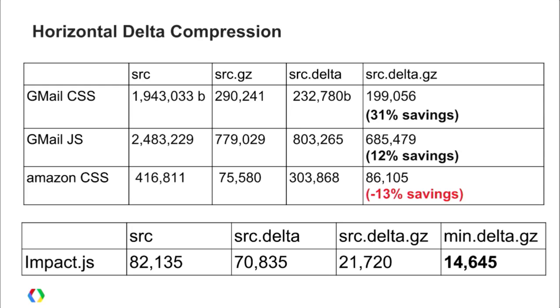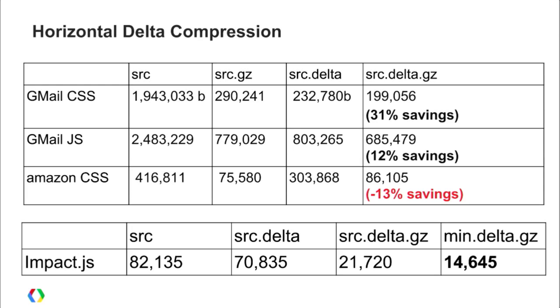Effectively, I took the source files, and I left them as loose files. I did not combine them into a single large file. I created the delta between all of these files and then did the gzipped version of that. Now you can see that it goes down from about 70K to 21K. However, when I minimized all of the files before doing delta compression, I got a better savings, right? I got down to about 14K.